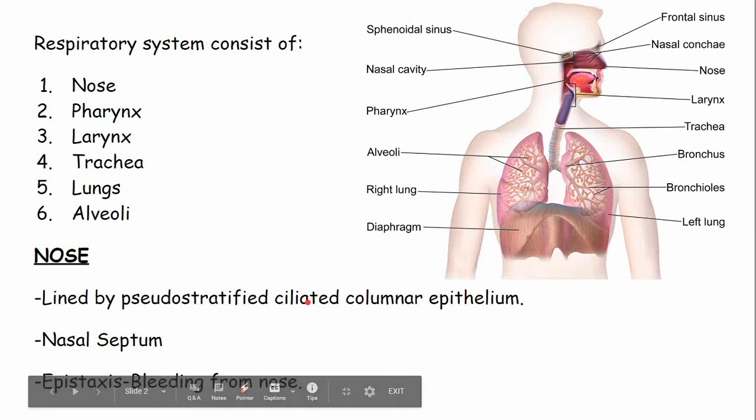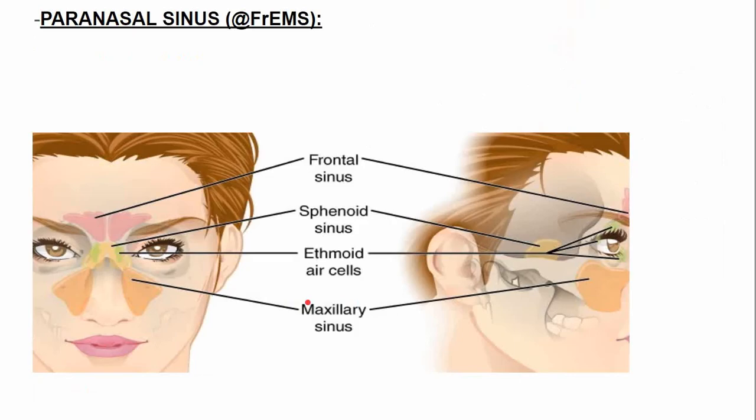Moving forward to the topic paranasal sinuses. Paranasal sinuses are air-filled spaces present around the nasal cavities. Their function is to make the skull lighter and aid resonance to the voice.